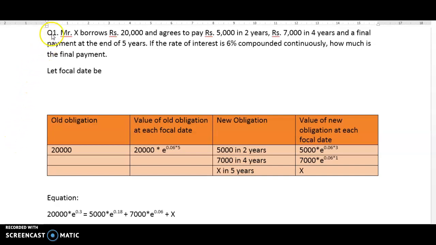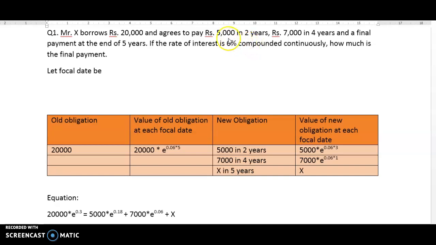Okay, so this is the first question. Mr. X borrows rupees 20,000 and agrees to pay 5,000 in 2 years, 7,000 in 4 years, and a final payment at the end of 5 years. The rate of interest is 6% compounded continuously. We have to find out how much is the final payment. So I am assuming my final payment is to be X. In this case, for the 6% interest, the frequency is not given, so I am assuming it to be per annum only.